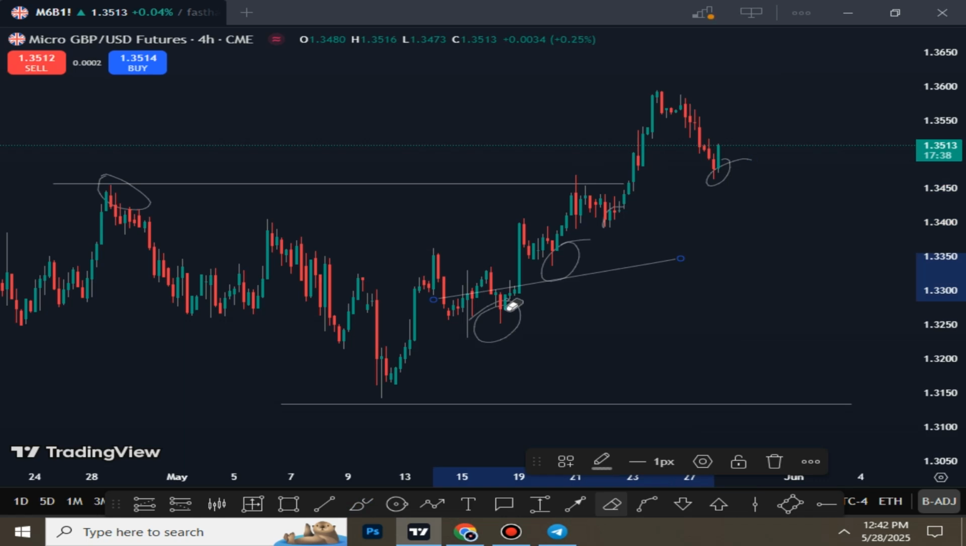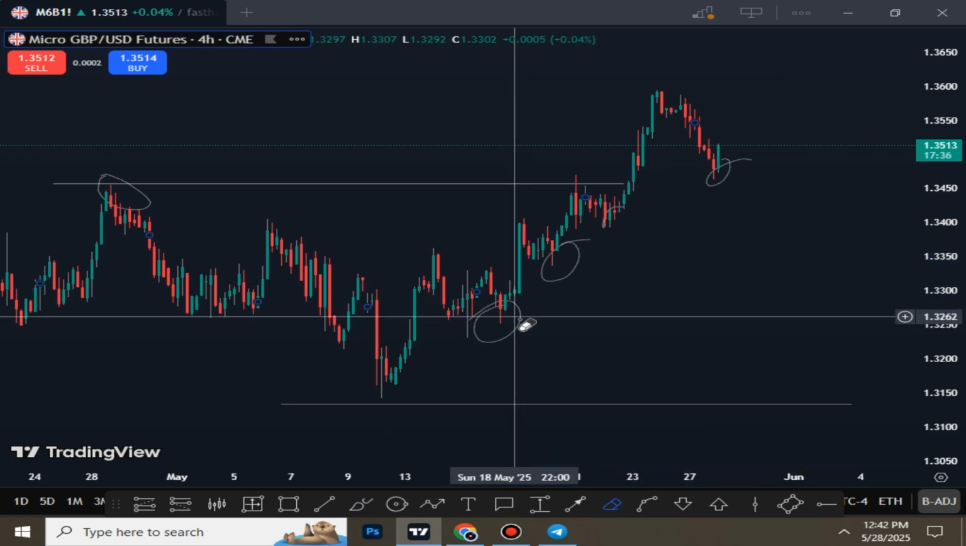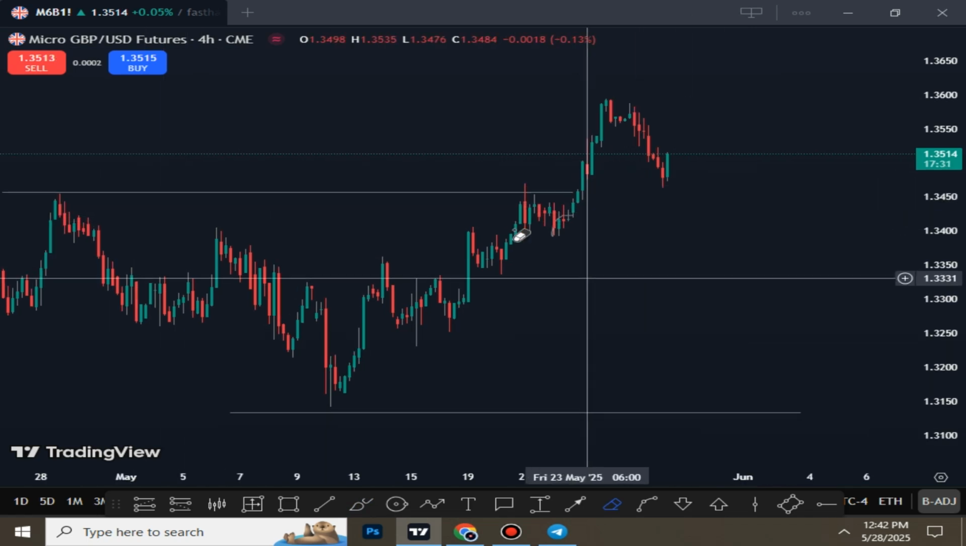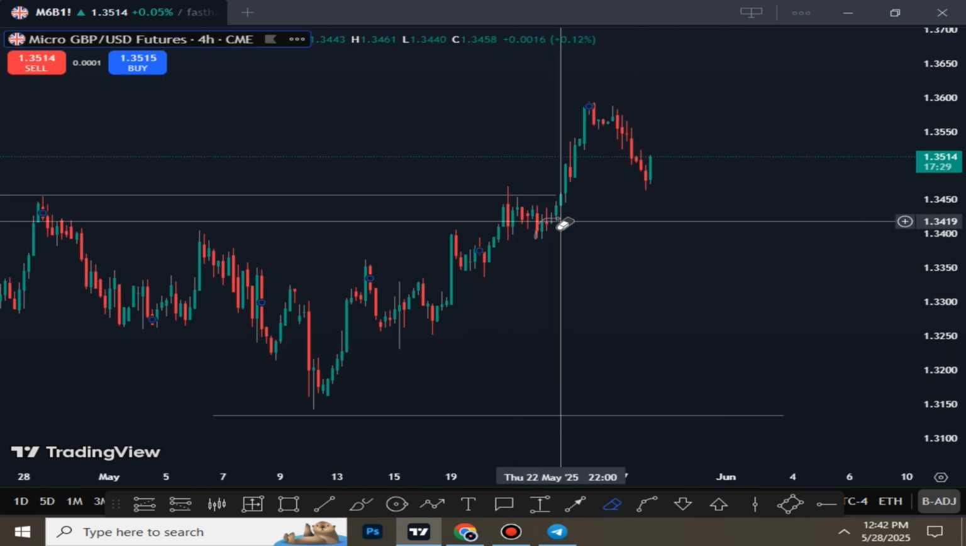So that just tells us that there's an opportunity that this market wants to give us, to tell us that we should be looking for more buying opportunity. Correct.